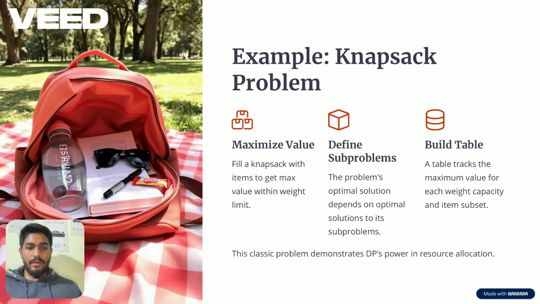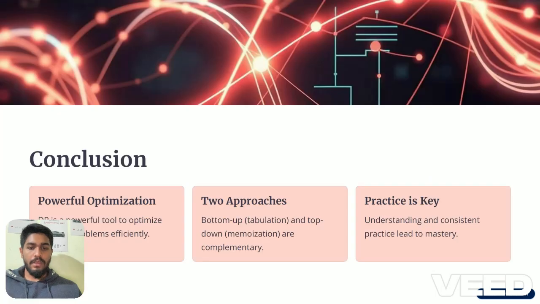Example: knapsack problem. Maximize value. Fill a knapsack with items to get max value within a weight limit. Define subproblems: the problem's optimal solution depends on the optimal solution to its subproblems. Build table: a table tracks the maximum value for each weight capacity and then the subset.